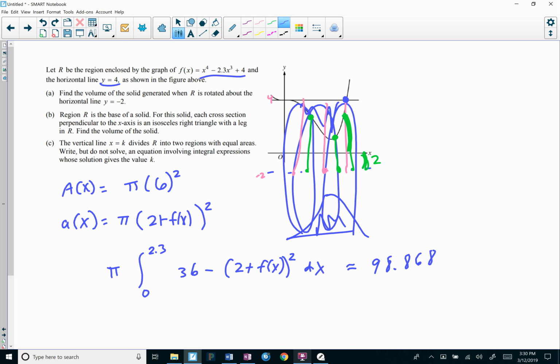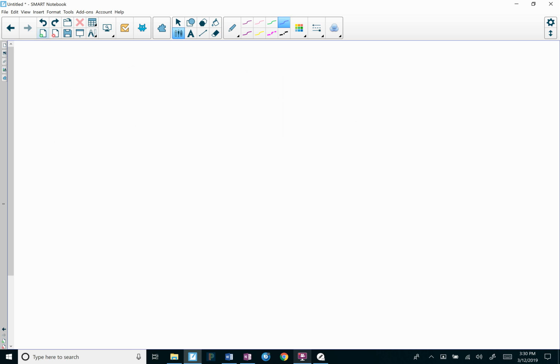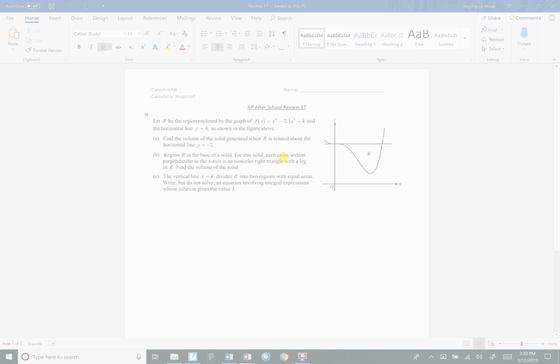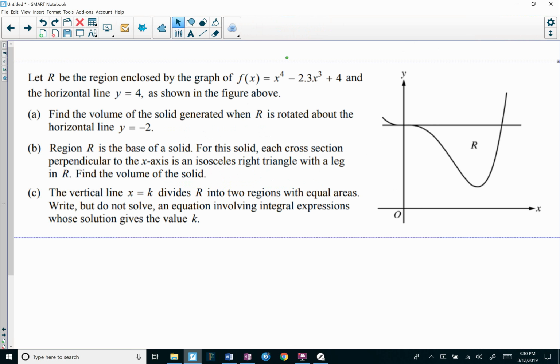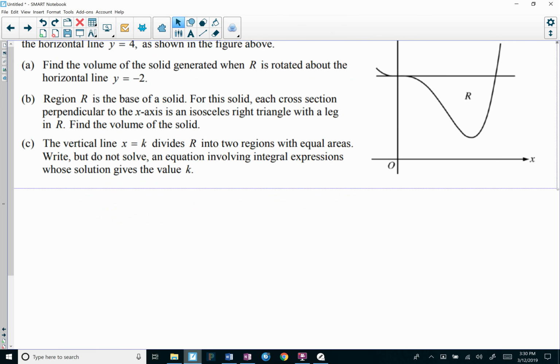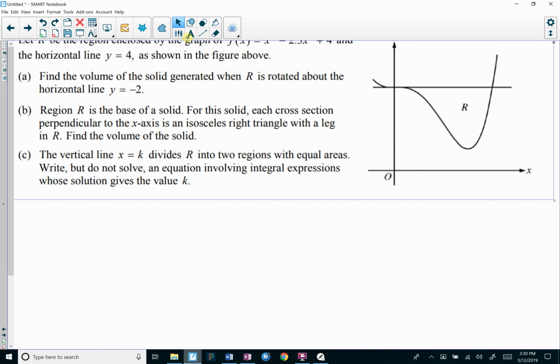Part B, let me actually take another picture of this problem. Okay, part B, we have a base of a solid. Their cross-sections perpendicular to the x-axis. So we are going this way, perpendicular to the x-axis. Isosceles right triangles, okay, with a leg in R. So we've got that. Same thing, so isosceles. So that's what they're looking like right there.